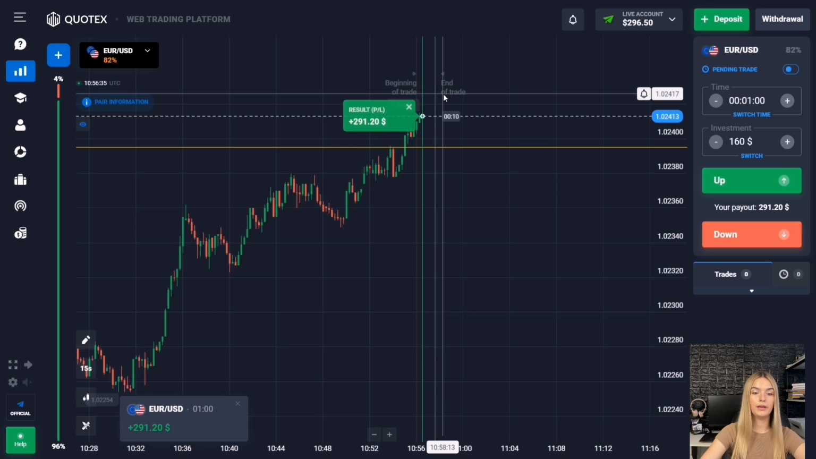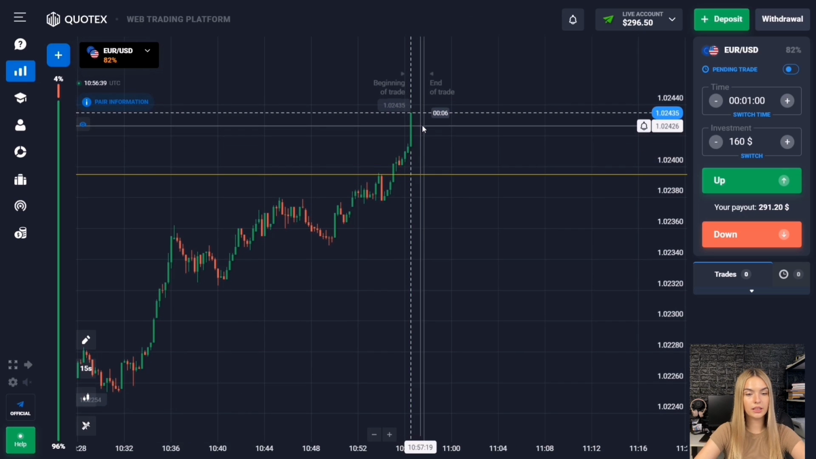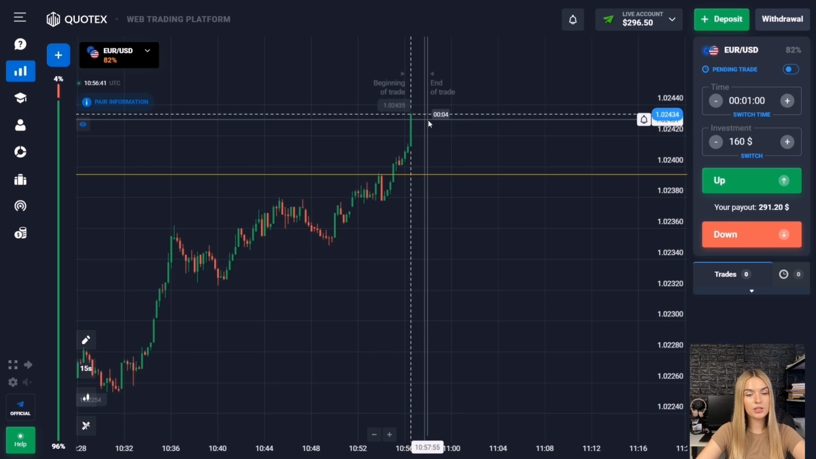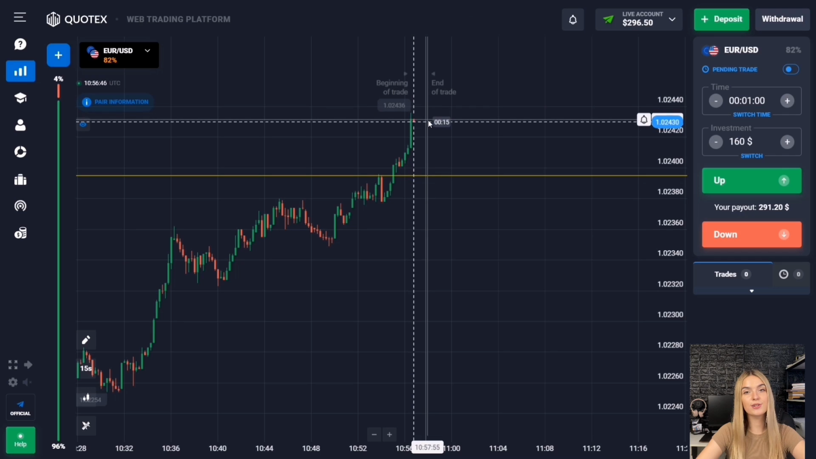Okay guys, not bad, the price still broke through this level and went up and we are making profit here. In this situation 1 minute was quite enough for us, so far everything is going great. Let's continue and search for another situation in the market.